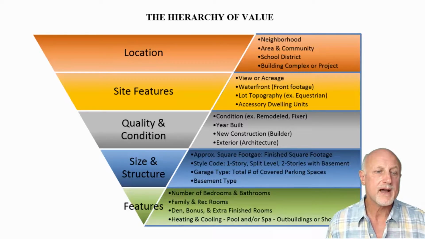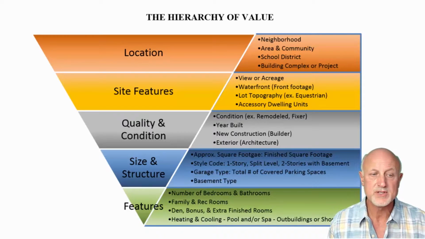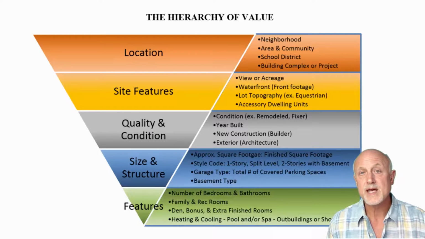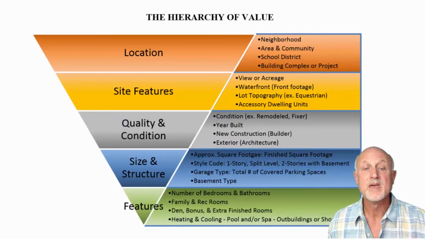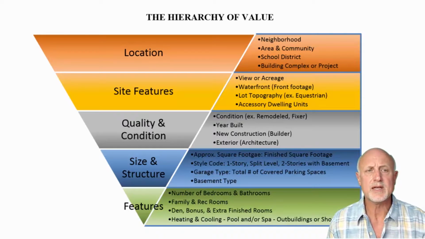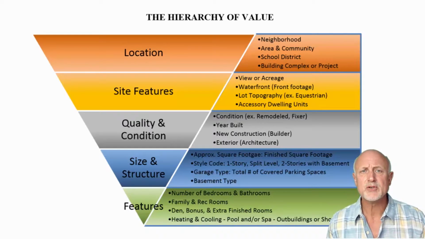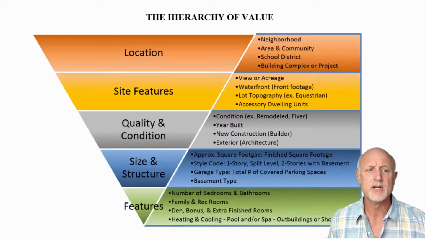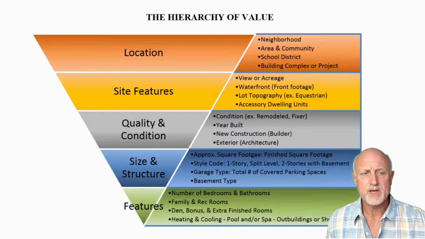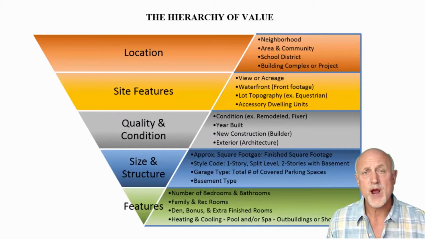And then finally in the hierarchy of value is the features, the number of bedrooms and bathrooms, the number of family rooms or rec rooms, or if they even exist, the den room, the bonus room, extra finished rooms, heating and cooling, does it have air conditioning, does it not, is there a pool, is there a hot tub? Outbuildings, is there a wood shop? Is there a place to park an RV? You know, these sorts of things. So these all play into it, but obviously location is the greatest feature or the biggest influencing factor on value, and then we get down to the features of the property itself.